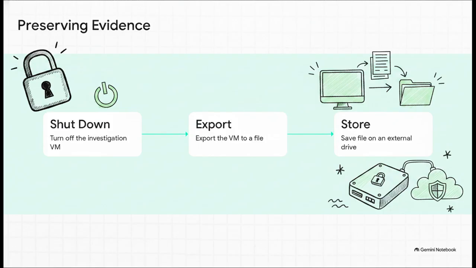When an investigation is over, you do not just close your browser window. First, you shut down the investigation VM entirely. Second, you export that entire VM to a single file. And third, you store that file on an external encrypted drive. Doing this ensures you have a frozen, uncontaminated, perfectly preserved record of your exact investigative environment, exactly as it was the moment you found the evidence.